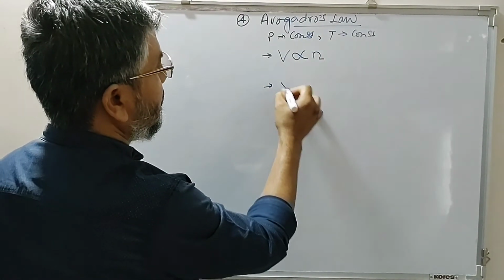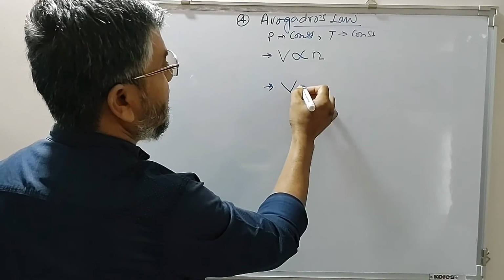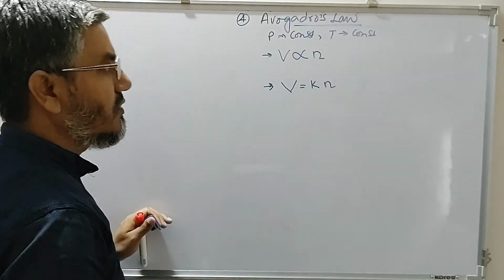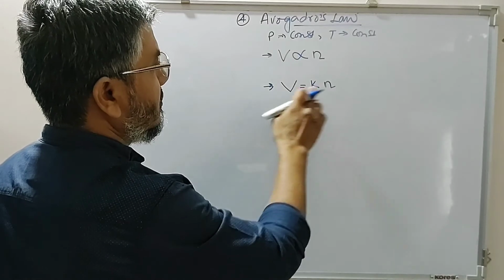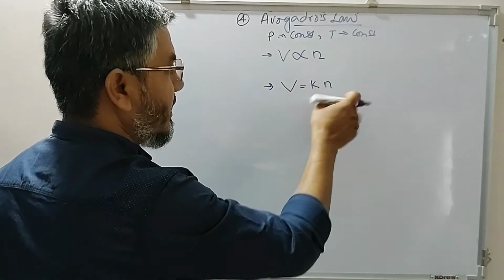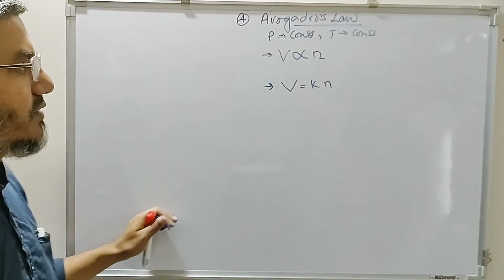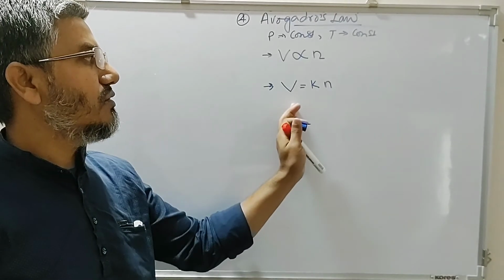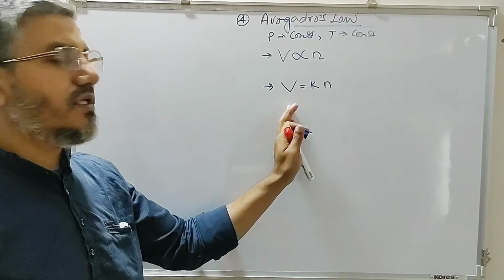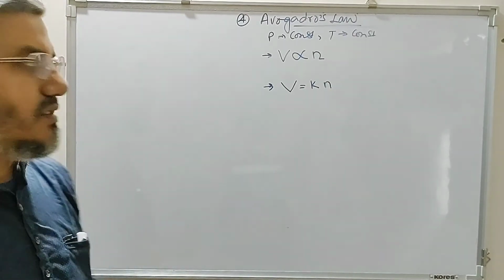So therefore look at this. V is equal to some constant K into number of moles. So number of moles and volume are directly proportional to each other. Means if the number of moles is increased, volume of the gas will increase. If the number of moles decreases, volume occupied by the gas will also decrease.